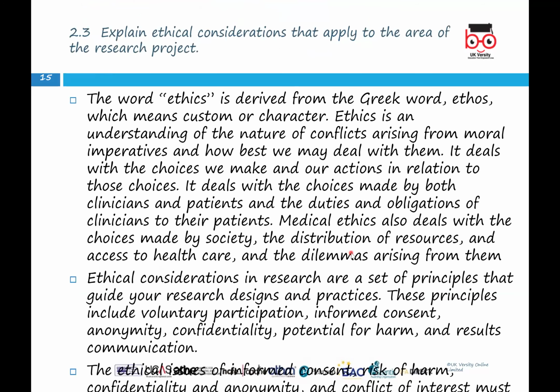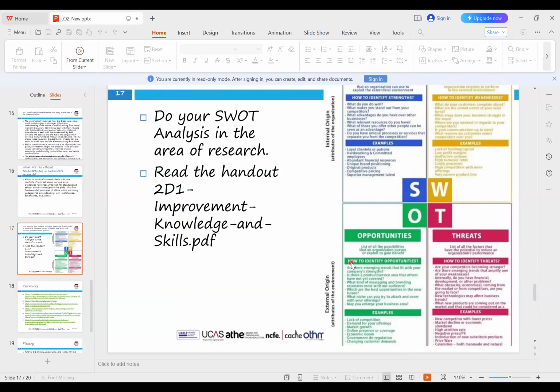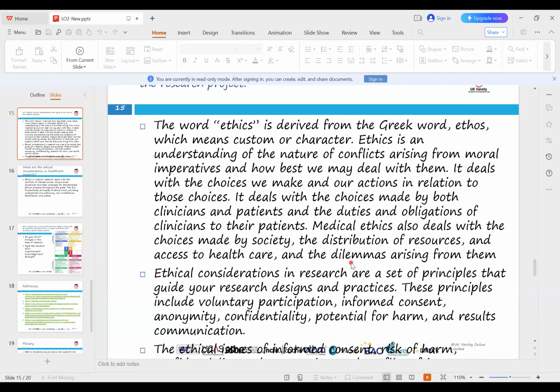Now talking about research ethics. Just a minute. Yeah, just 3 more slides. Ethics is taken from a Greek word, ethos, which means customs or character. So it is very important that you maintain your ethics within your research.